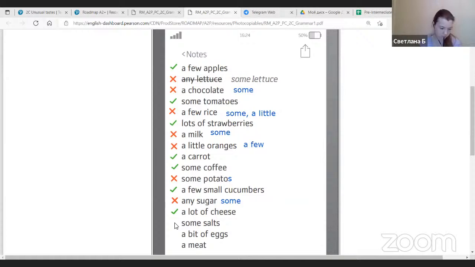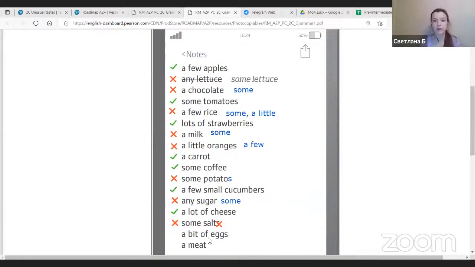Can you count salt? Can you say one salt? Two? No. Then why is it plural here? A little. Salt by itself is fine. A bit of means a little. The same as a little, and for the same nouns. A little. Is it for countable or uncountable? Uncountable.